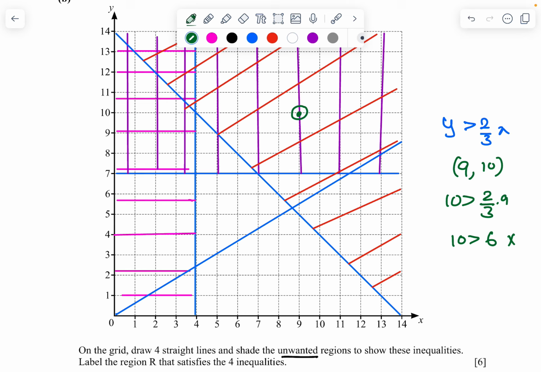So the unwanted region will be below that line. So this is the unwanted region.